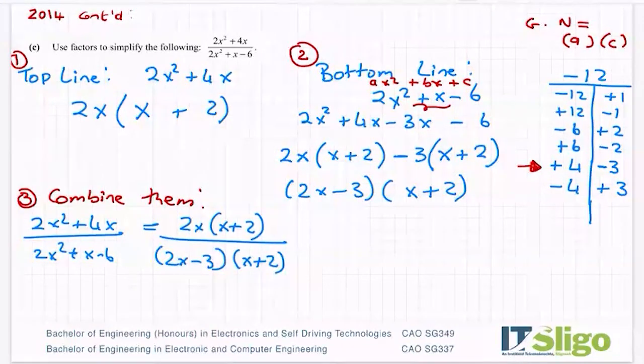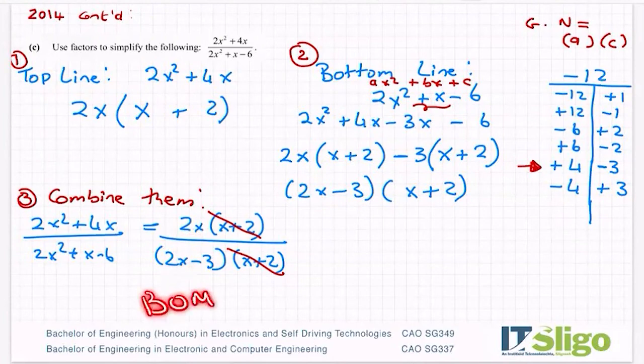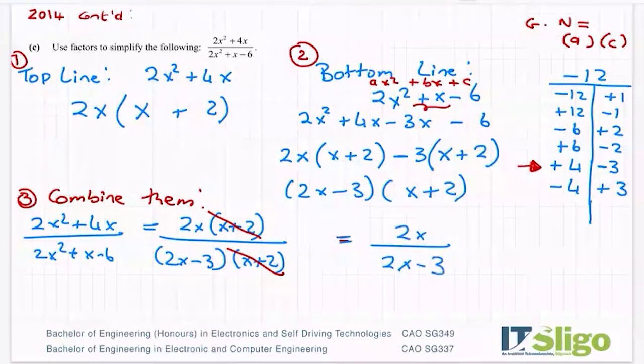Okay, now this is where you have to be careful. You can only cancel full factors, so full brackets. So x plus 2 does cancel with x plus 2, but I cannot cancel 2x there with 2x here. Okay, and the reason for that lies in BODMAS. I have to resolve this bracket first before I can do any cancelling. Okay, so your answer is in fact 2x over 2x minus 3. Okay, and that's using factors. We simplified it to this.